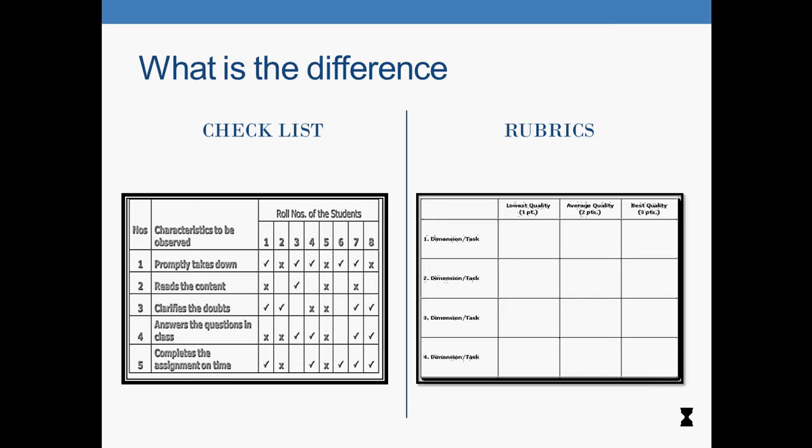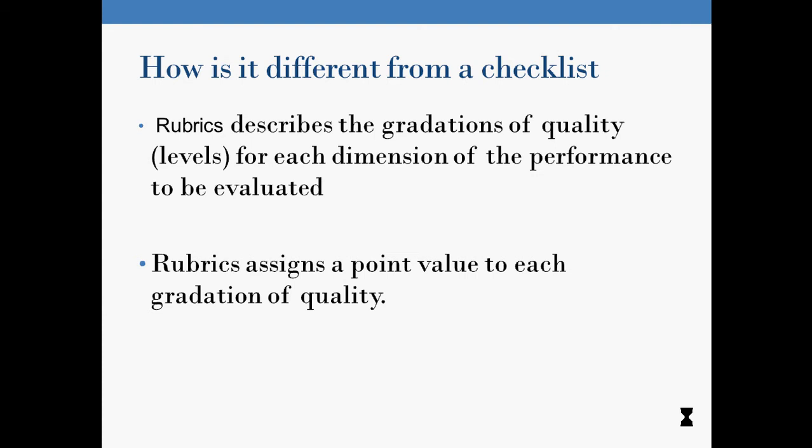Then what is the difference between a checklist and a rubrics? Because even a checklist consists of dimensions and criteria. Observe both the tables and find the differences. You have observed that rubrics also gives, along with the dimensions and criteria, the gradations of quality for each dimension of the performance to be evaluated. Second, every gradation of quality has a point value.